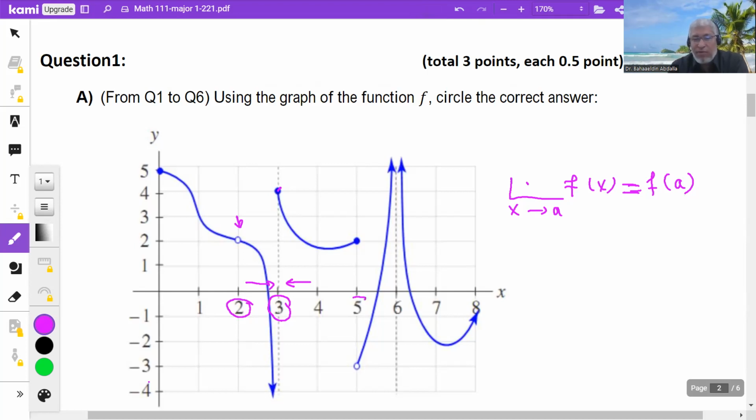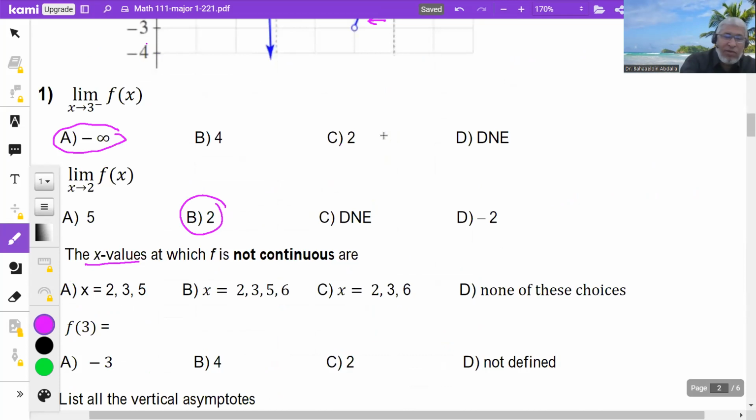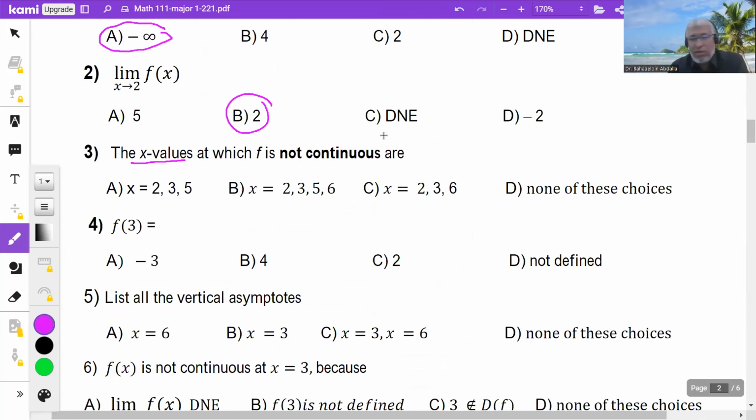Also at 5, the function is not continuous. There is a big gap. The limit does not exist because the limit from the left equals 2, while the limit from the right equals negative 3. At 6, the function is not continuous because it's not defined. The function is not defined at 6. So at these numbers, 2, 3, 5, 6, the function is not continuous. So this is the correct answer.